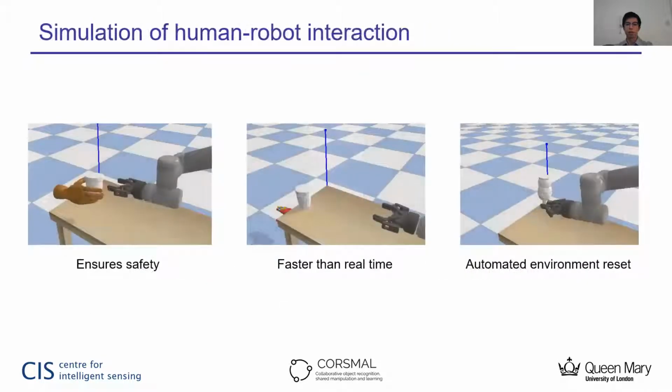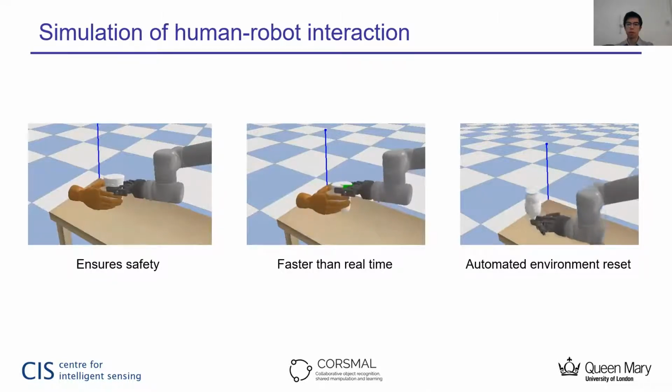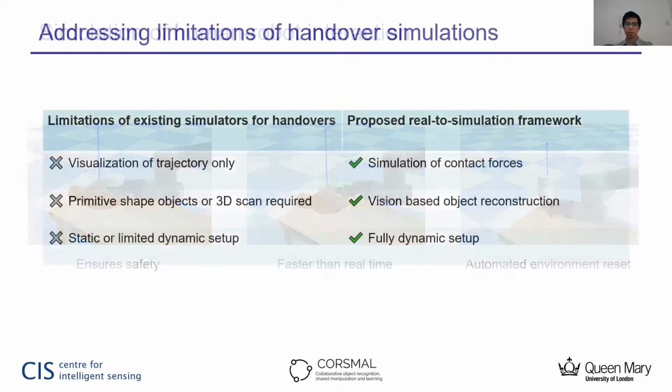On the other hand, physics-based simulators are particularly effective for human-to-robot interaction scenarios for several reasons. First, the interaction between the human and the robot is performed in the virtual environment, ensuring the safety of the interaction. Secondly, the experiments can be performed faster than real time, and the environment can be reset automatically, reducing the time required for data collection.